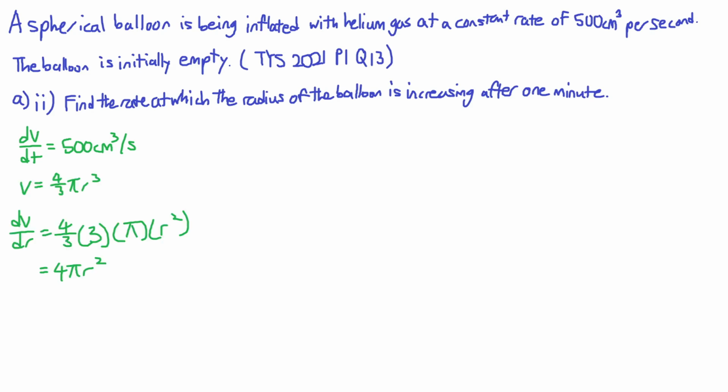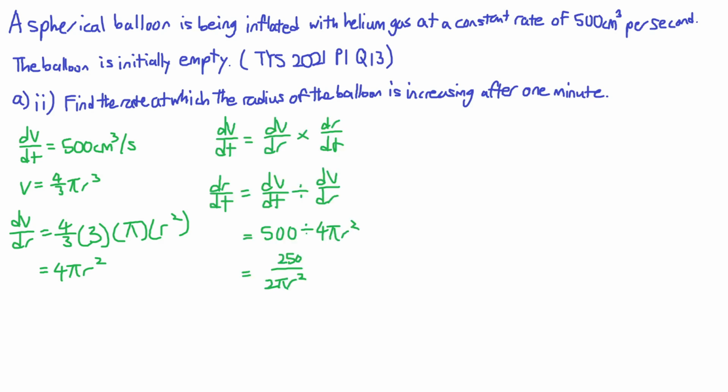Using the chain rule, we know that dV over dt is equal to dV over dr multiplied by dr over dt. To get the rate of change of the radius of the balloon with respect to time, we can move dV over dr to the other side to get dr over dt equals dV over dt divided by dV over dr. And after substituting their respective values, dr over dt equals 250 over 2 pi r squared.